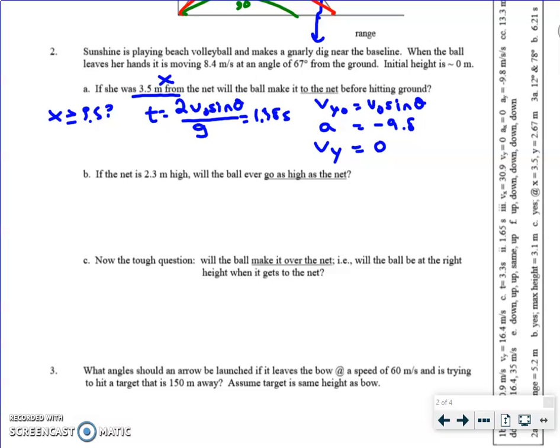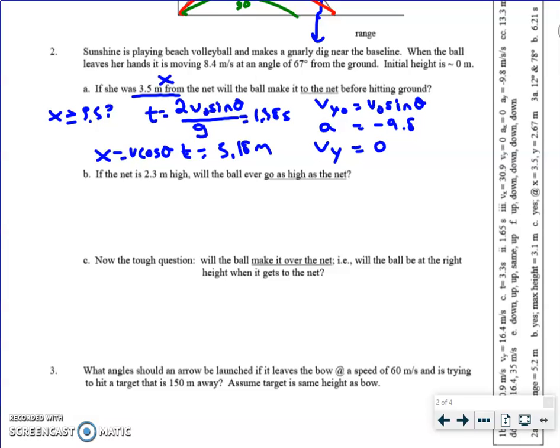Forget about the net. We don't know how the net's going to come into play. So x is going to be V cos theta, that's my horizontal velocity, times the time in the air. There's no acceleration. So if I plug in 1.35 for the time, V cosine theta times that, I get 5.18 meters. So yes, it will make it to the net.